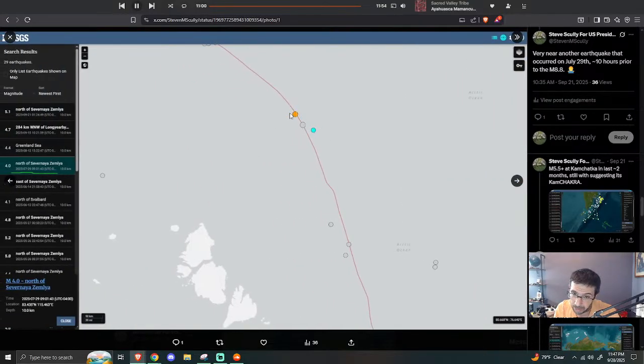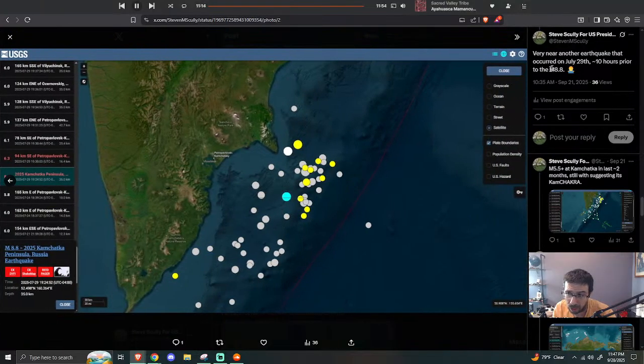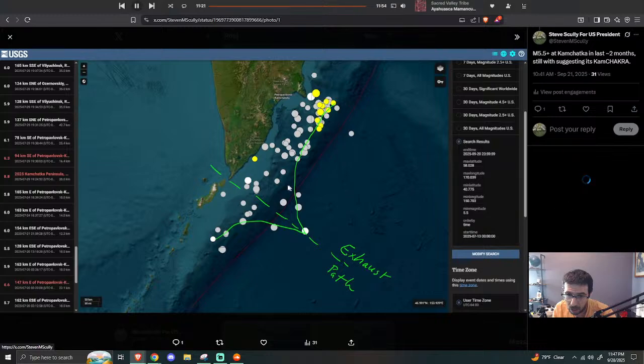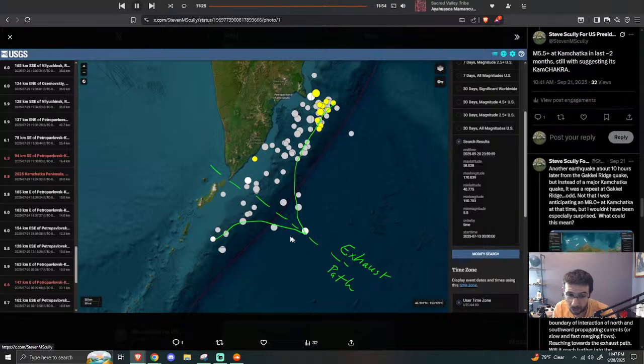And then I noticed that that one was very near this one, July 29th at 9 a.m., 10 hours prior to the 8.8. I don't think anything major followed that. And then this was the last 2 months of earthquakes, at 5.5, as of that date. The 20th of September, which forms a chakra type, like literally an outflow avenue exhaust path when the pressures are running into each other and kind of exhausting.